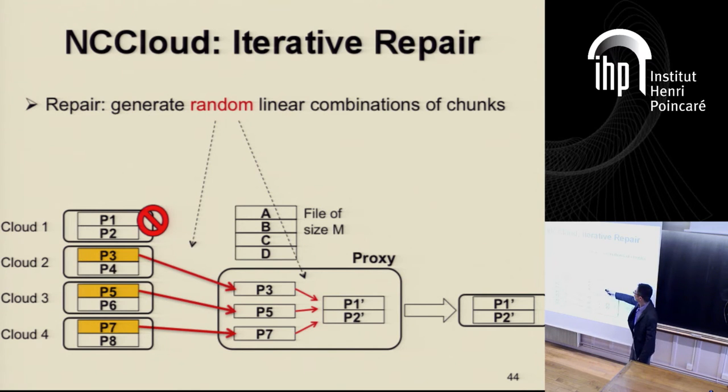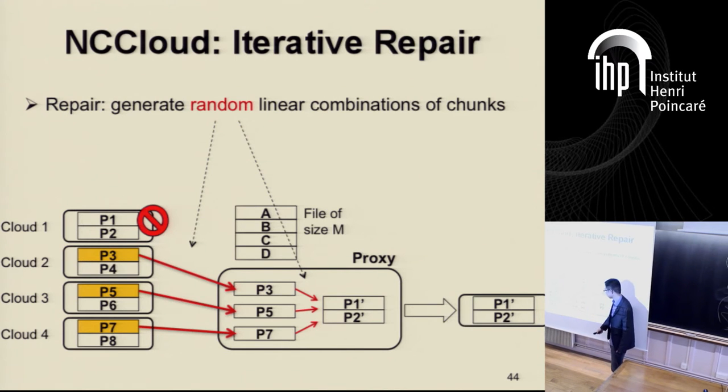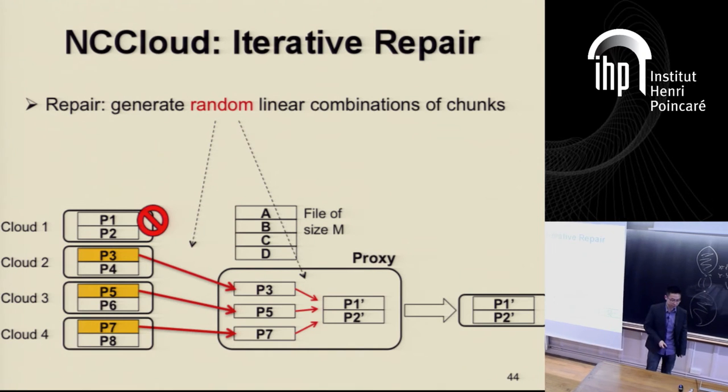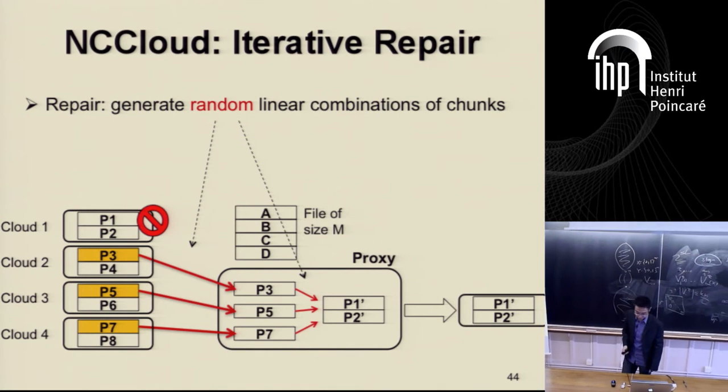And the second randomness here is that P1 plus and P2 plus are linear combinations of P3, P5, P7, and the linear combination here is a random linear combination. So the second randomness is here. That means the coefficients are selected randomly from the field.